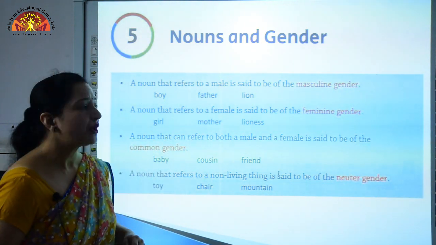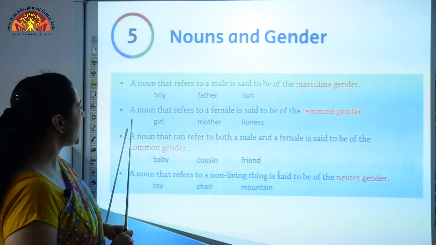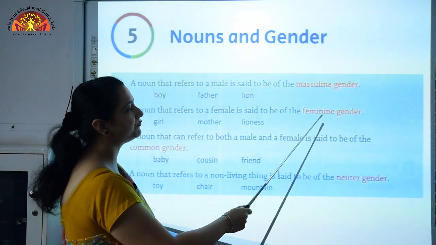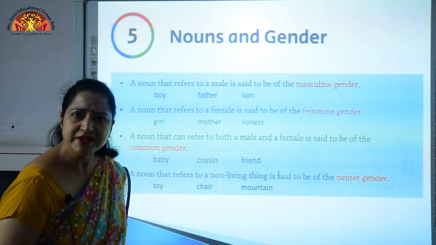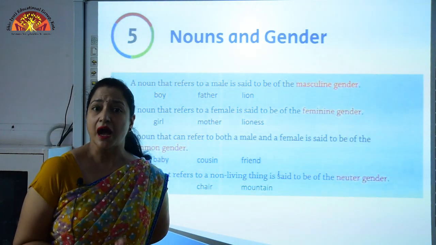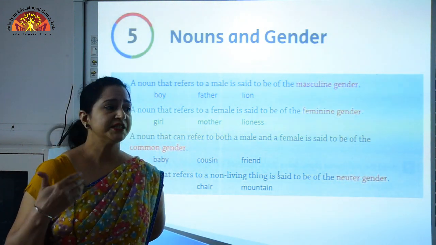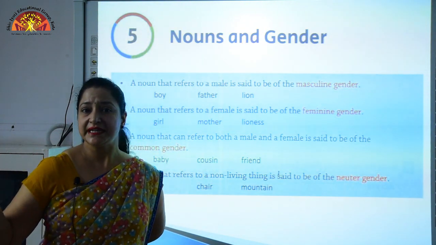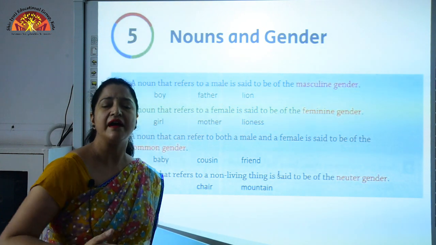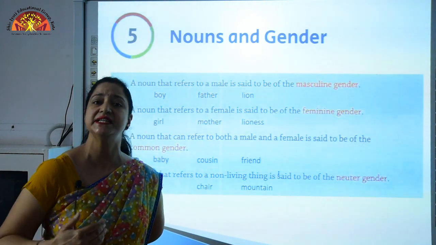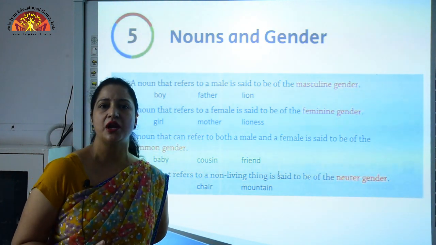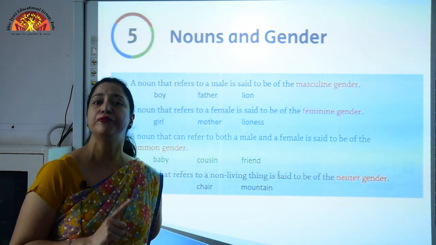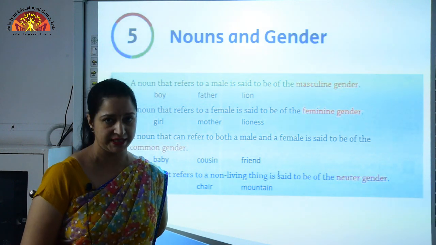Now moving to number 2, a noun that refers to a female is said to be of the feminine gender. Now if we talk about some female like aunt, mother and your sister, or you can say your niece, these all are feminine gender. Because these all are females, these all are feminine gender. So nouns that refer to females are called feminine gender.